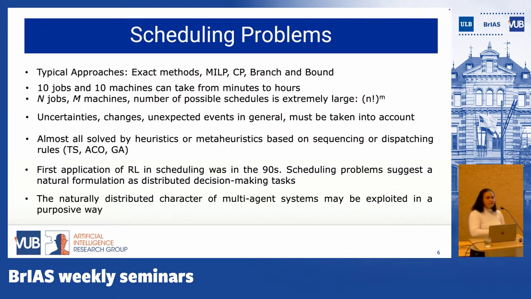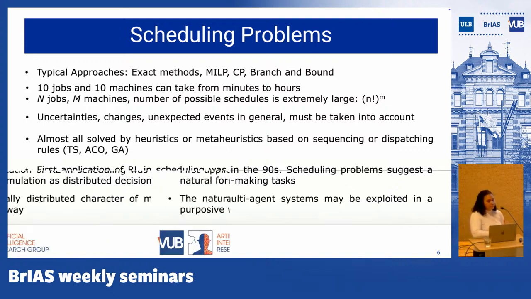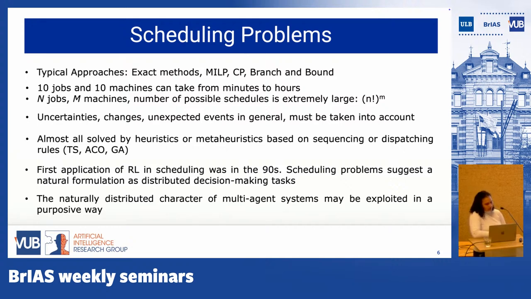So typical approaches to solve scheduling problems can be exact methods. We can have mixed integer linear programming, constraint programming, branch and bound, but we have to keep in mind that when the complexity of the problems starts to increase, with a high number of jobs and machines, then, for example, a simple 10 jobs and 10 machines instance can take from minutes to hours to execute. So this computational time can increase, and then we also need to take into account uncertainties, changes, and in general unexpected events that can occur, not only machine breakdowns, but specific delays and so on. All this information has to be taken into account at the same time as solving the problem. And these kinds of uncertainties are sometimes a bit more difficult to model in these methods.